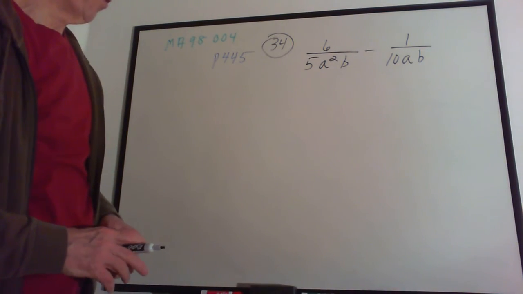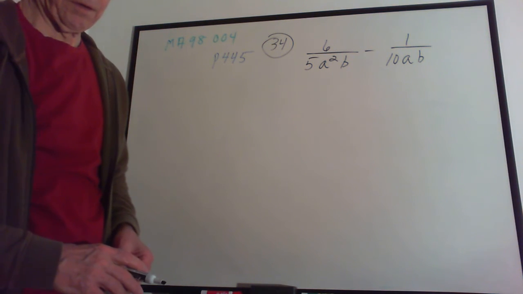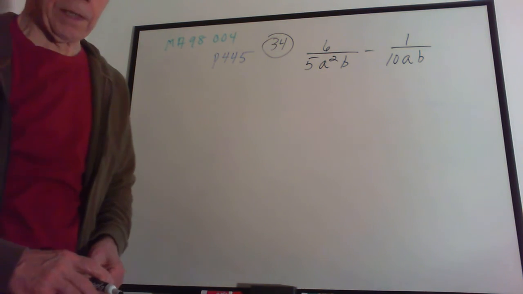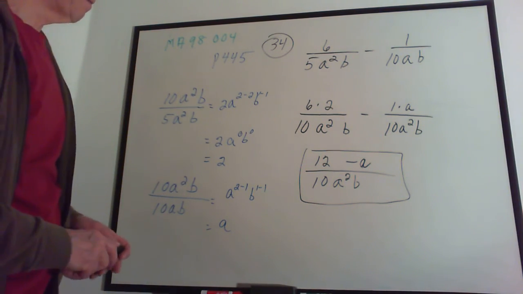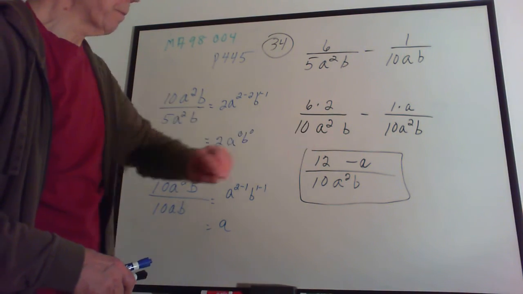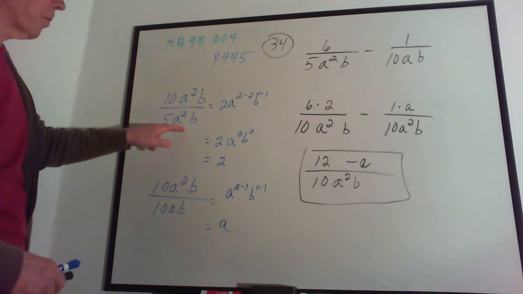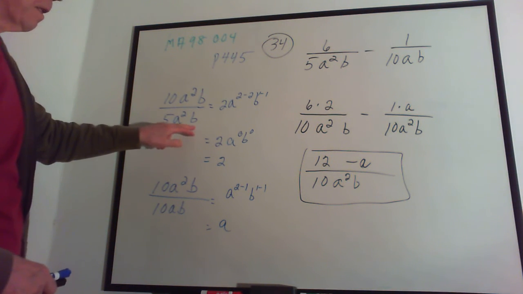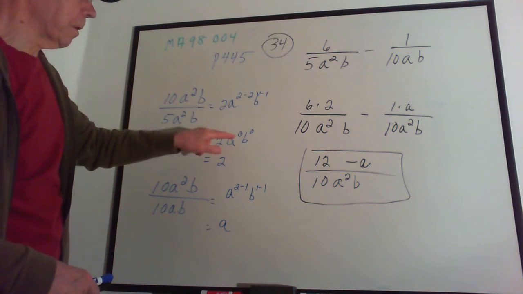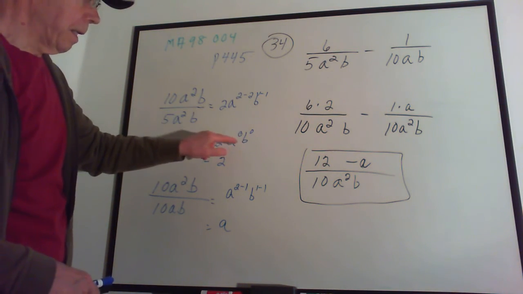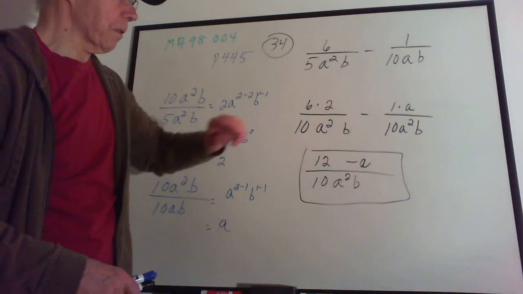All right, here's number 34. We want to find a common denominator. So go ahead and try it. Pause the video, see if you can find the common denominator. Okay, my common denominator is 10a squared b. So, 10a squared b divided by 5a squared b gives me 2, a to the 2 minus 2, which gives me a to the 0, b to the 1 minus 1, and any number to the 0 power is 1, so I end up with the 2. Multiply the 6 times 2.